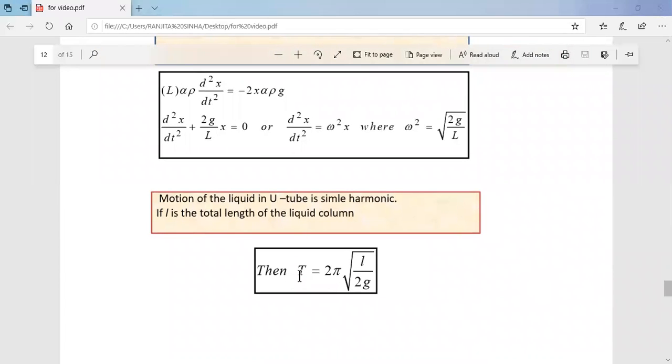Now the time period T equals 2 pi root over L by 2g. Here the equation is d2x by dt square plus omega square x equal to 0, with omega square equal to 2g by L. This is the well-known equation of SHM, d2x by dt square plus omega square x equal to 0, and the time period is T equal to 2 pi root over L by 2g.